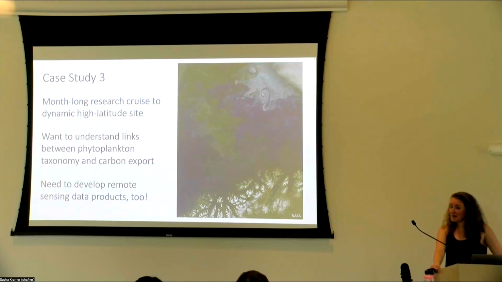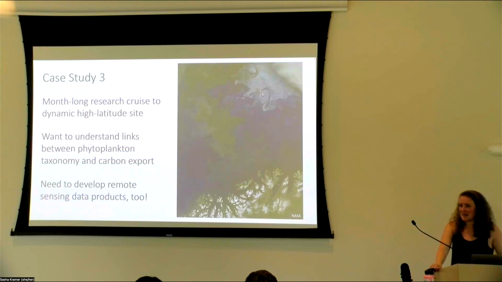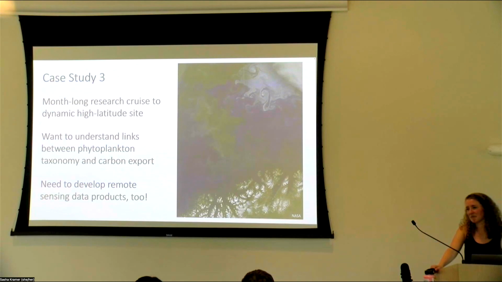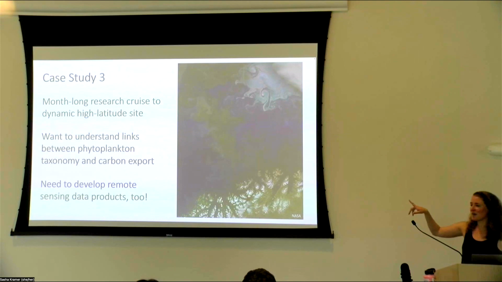Cool. Okay. Yeah. Timing throughout the day. So when would you try to time your sampling on this cruise? Definitely. Right. So thinking about that variability throughout the day. Absolutely. And so what about linking it to carbon export?